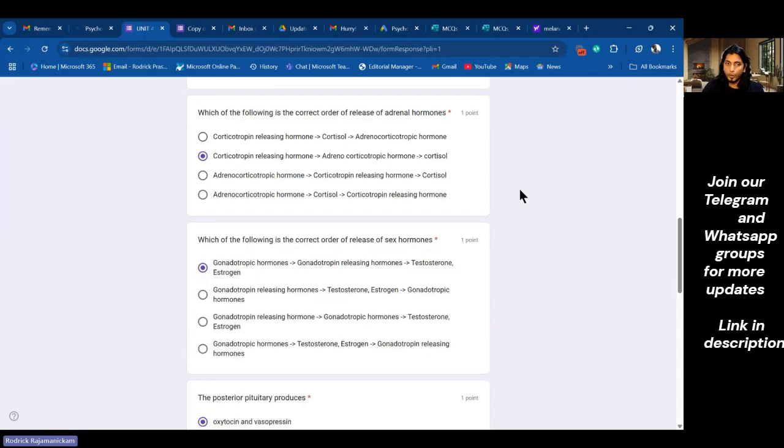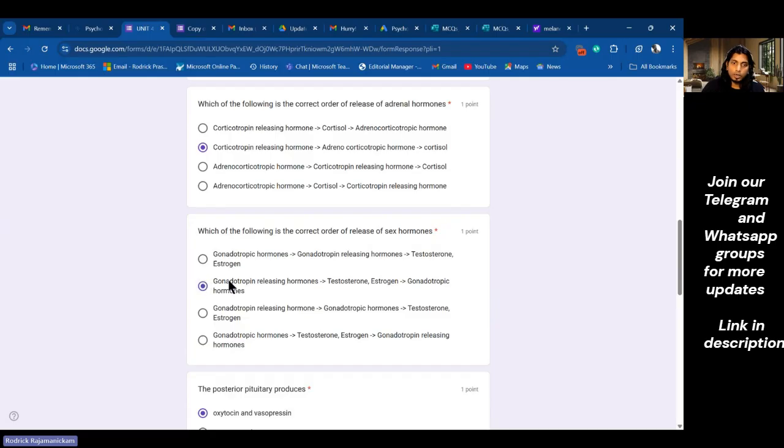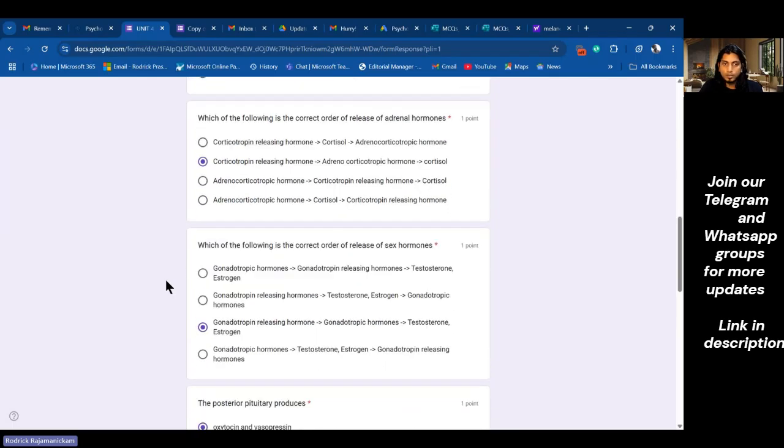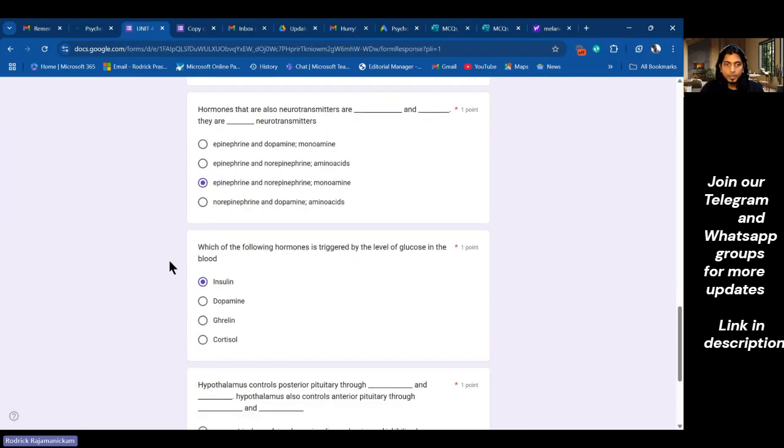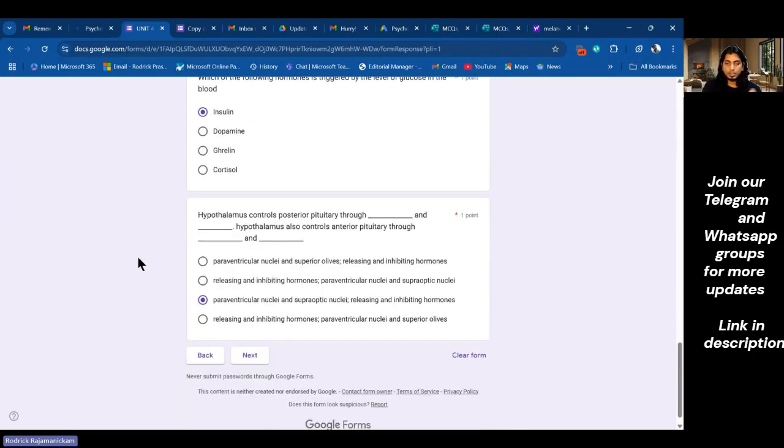This is the usual way. Similarly, gonadotropin releasing hormone, then gonadotropic hormone, and then the end products. Okay, so this is the correct answer. I felt somewhat of a cognitive dissonance when answering this question. So right now, please understand it's releasing hormone, then tropic, and then your end products. The releasing hormones are released in the hypothalamus. Releasing and inhibiting hormones are present in the hypothalamus.